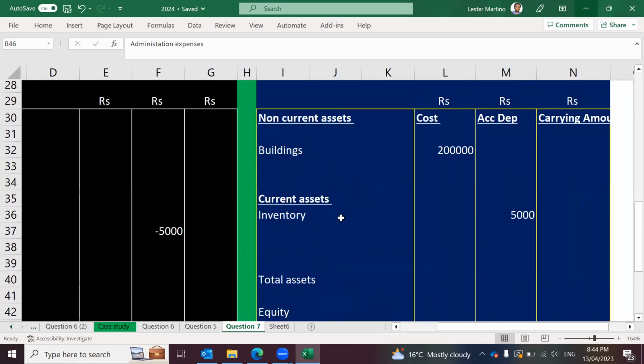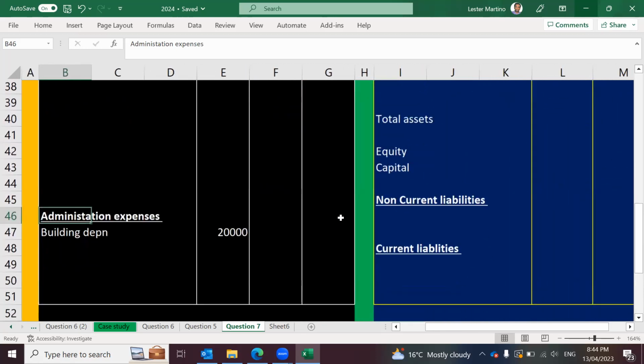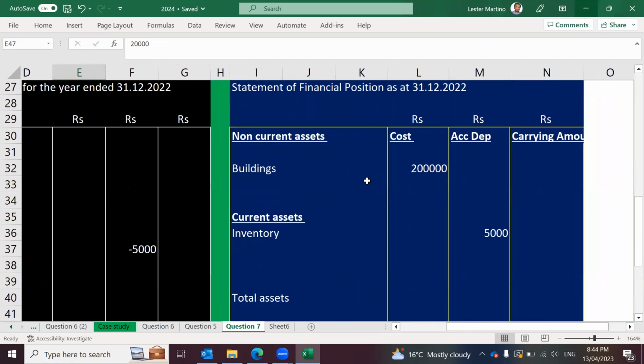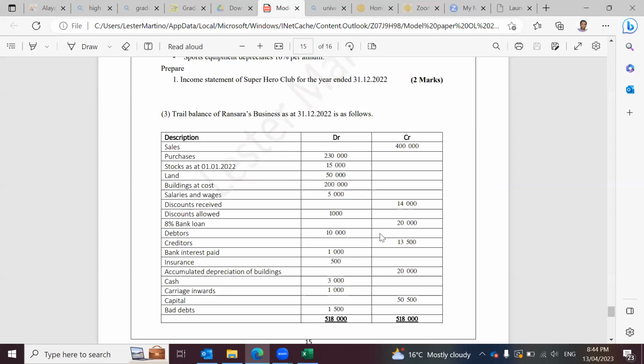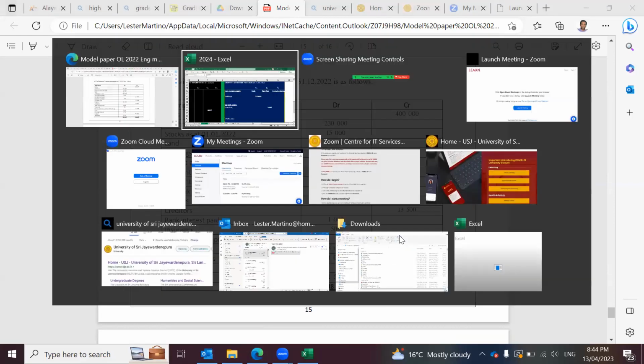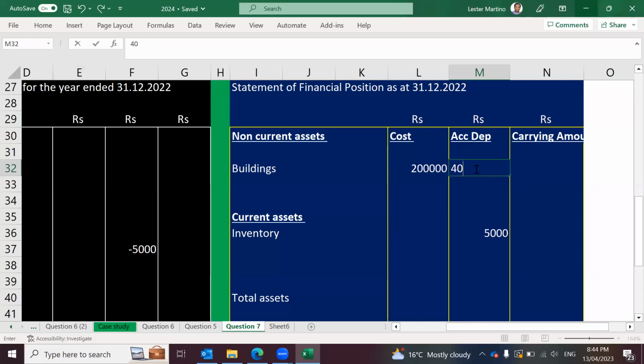And cost of building, 200,000. Now go to the trial balance and see what your accumulated depreciation is. So accumulated depreciation of the building is 20,000. So 20 plus 20, 40. Write it here, 40,000. So carrying amount is the cost minus accumulated depreciation, 200 minus 40, 160.